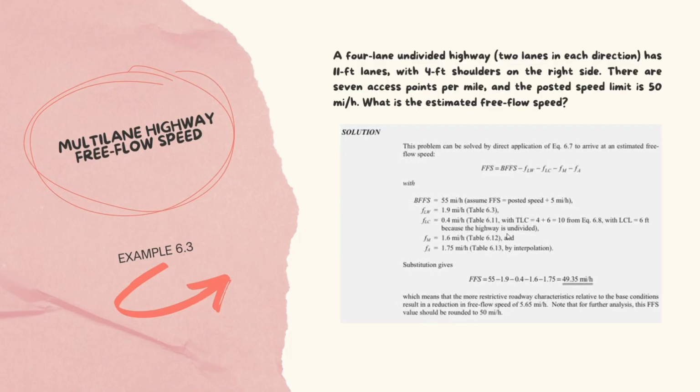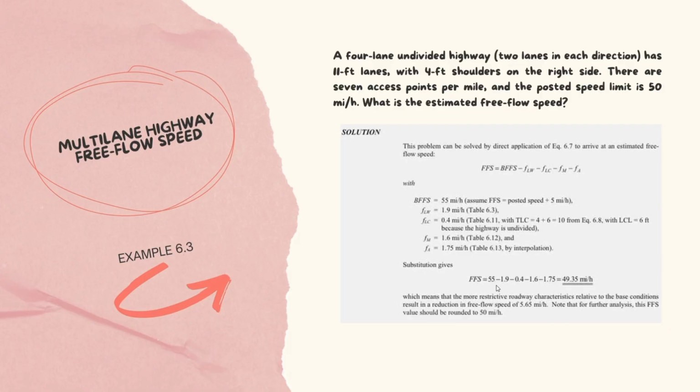So step 2 is to identify the adjustment values. From the tables in our slides we have this, given the 11 foot lanes, 4 feet shoulder and 7 access points per mile, and the adjustment for undivided highways. So step 3 is to substitute all the given values from the table. Then we substitute all the adjustment values into the formulas.